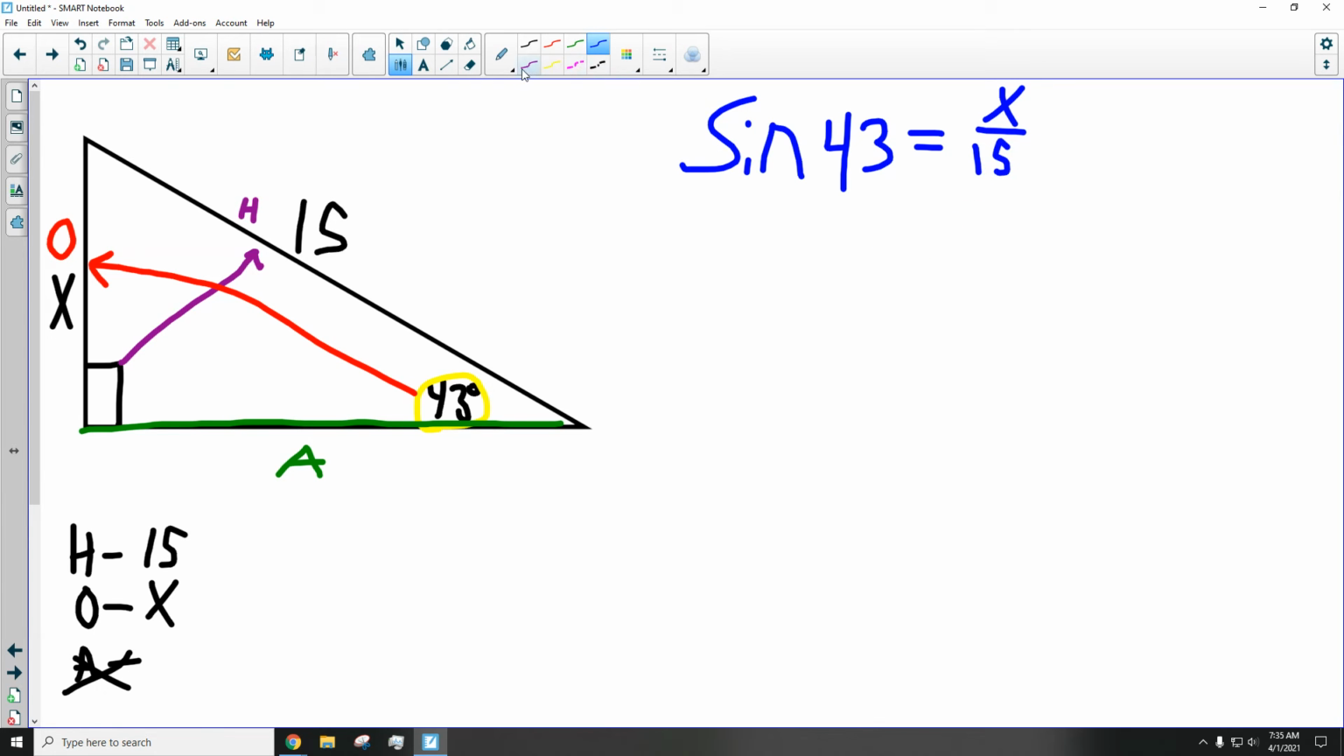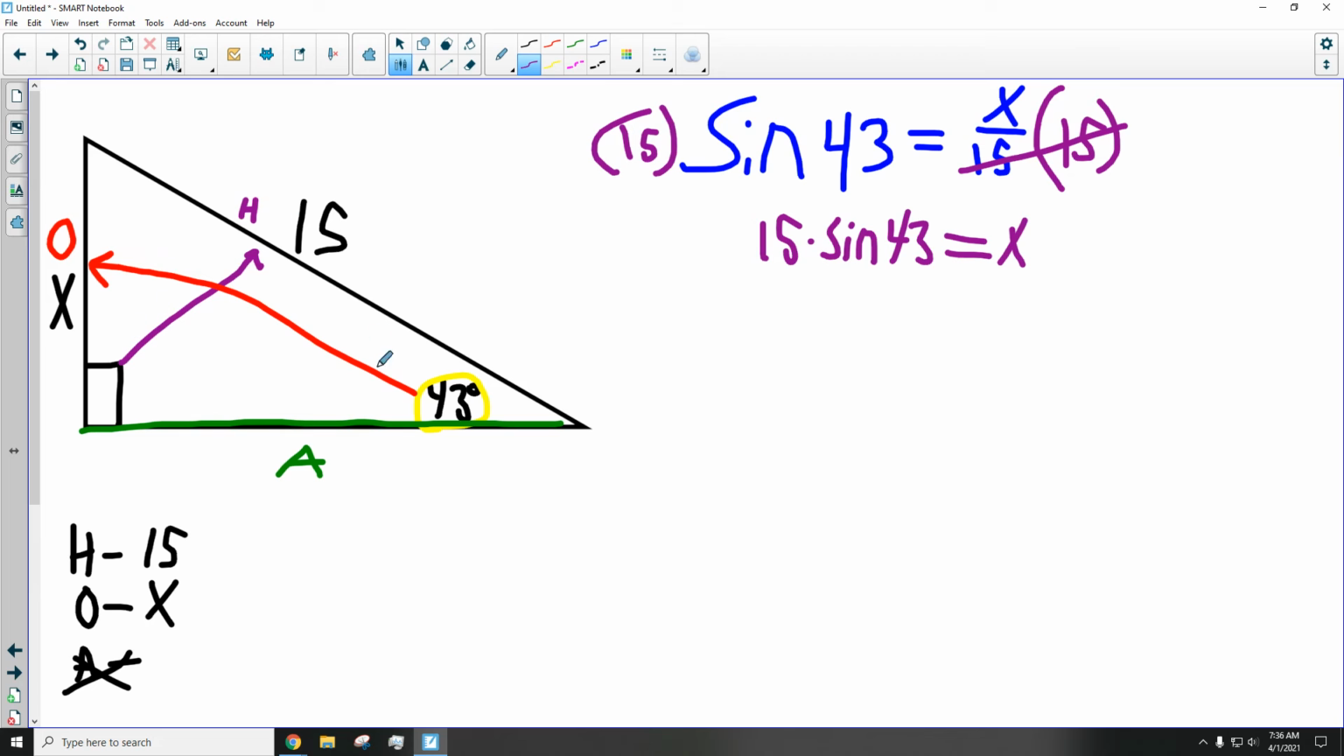So in this situation here where we have x on top of a fraction, I'm trying to solve for x. So we want to get rid of the 15 on the bottom. The opposite of dividing by 15 is multiplying by 15. So I multiply both sides by 15, which gets rid of that. And I'm left with 15 times the sine of 43 equals x.